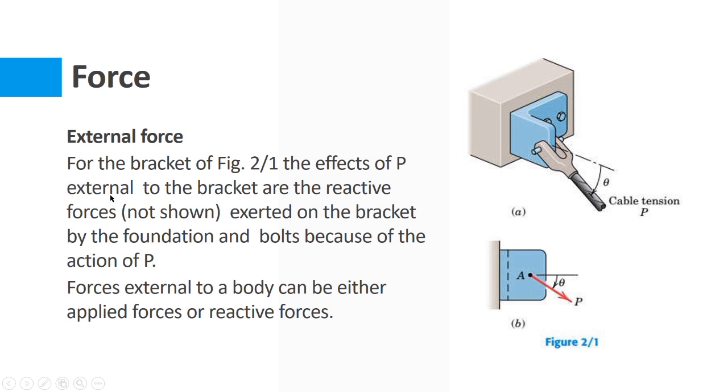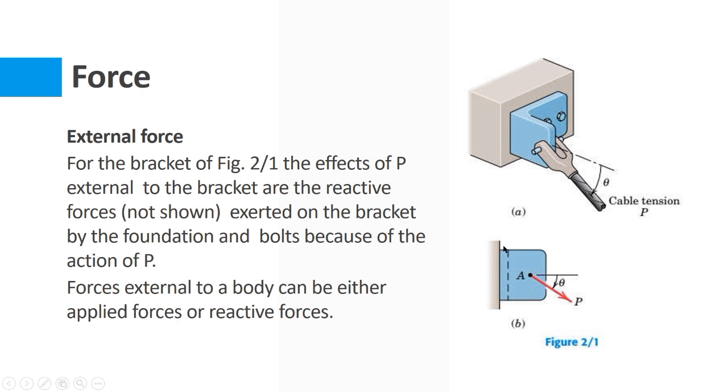The forces can be external forces, they can be internal forces. For example, for the bracket in figure 2.1, the effect of P, which is a tensile force, is produced inside the body, and this force actually is acting externally on this bracket. So the effect of P external to the bracket are the reactive forces, not shown, exerted on the bracket by the foundation and the bolts because of the action of P. Forces external to a body can be either applied forces or reactive forces.